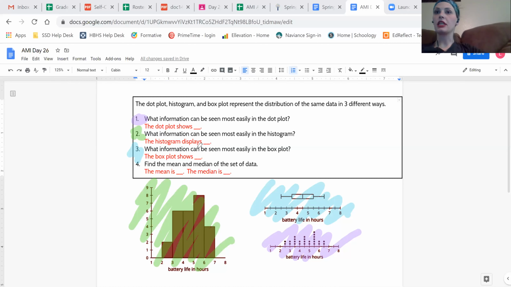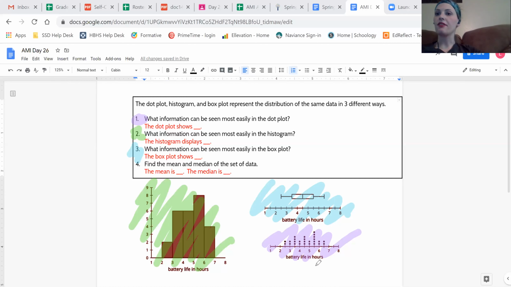3, what information can be seen most easily from the box plot? So that's right here. Again, the battery life in hours, so 1 hour up to 8 hours is what's listed. And this gets its name from this little box that it has right in the middle, and it's called a box and whisker plot. So the box is like the face in the middle, and then it's got 2 whiskers coming out the side, right?